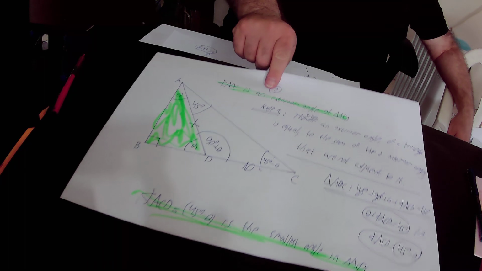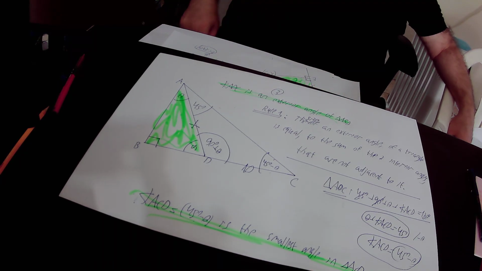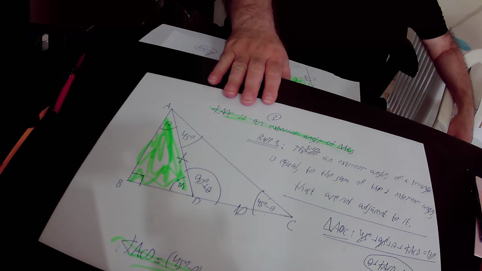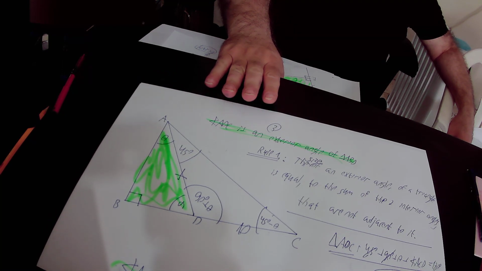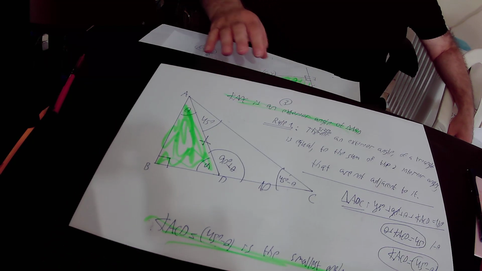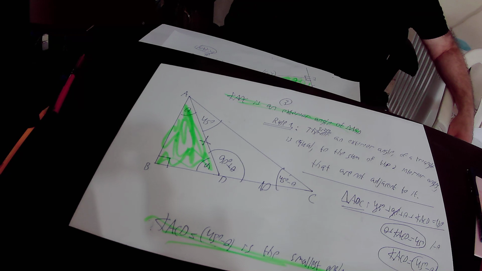So here, angle ADC is the exterior angle of the right triangle ABD. And according to rule number 1, the size of an exterior angle of a triangle is equal to the sum of the two interior angles that are not adjacent to it. So according to rule number 1, the size of the exterior angle ADC will be equal to the sum of the two interior angles that are not adjacent to it.